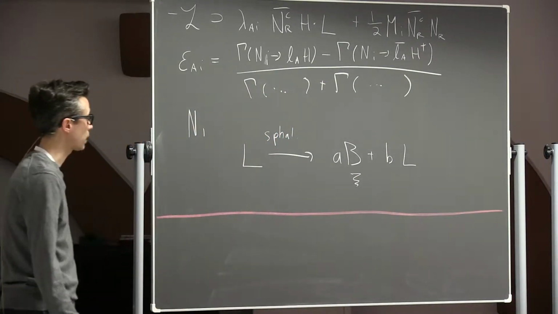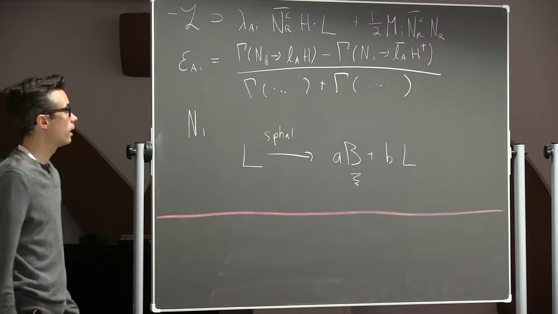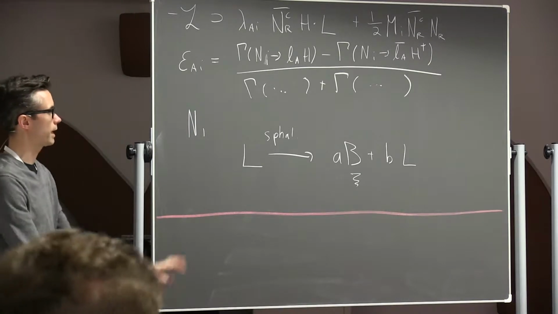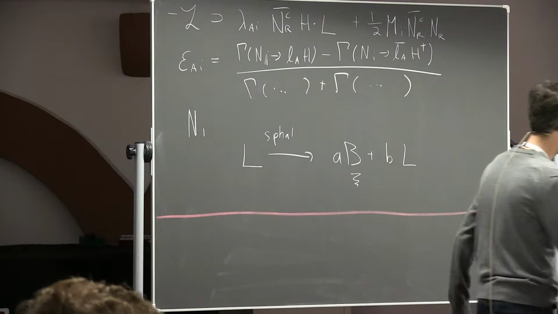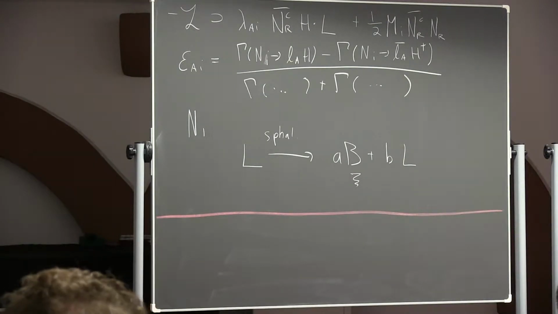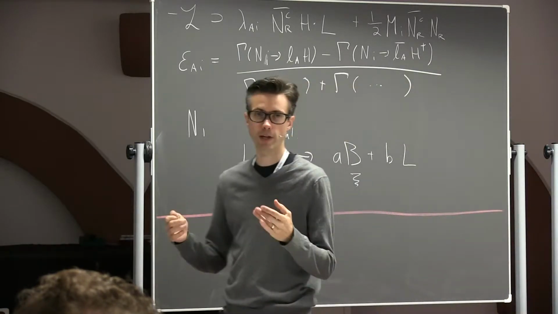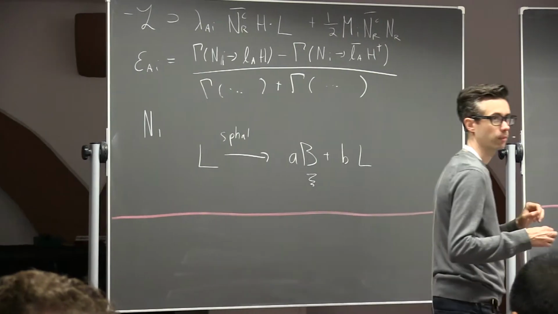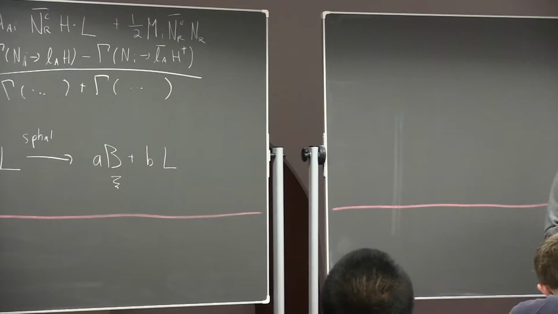So I want to do two things to fill in the story a little bit more. My picture of just a box of N1s going and decaying away and not worrying about anything else is overly simplified. In principle, I need to deal with a thermal plasma of N1s. And when they decay, there's also a chance that the decay products will scatter with each other. And these scatterings can also violate lepton number. And these scatterings can actually wash out the net lepton number I produced in the decays.